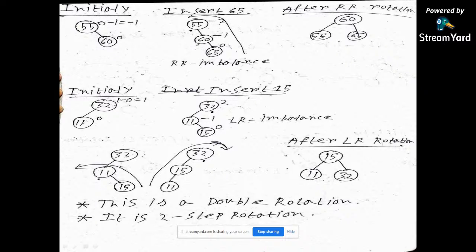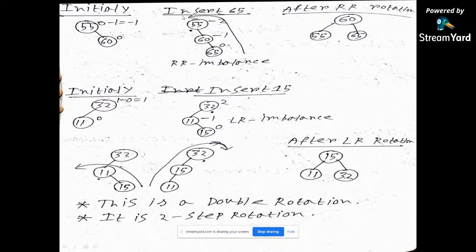If I check the left subtree, there is no node. That means 0. What is the height of the right subtree? How many edges? 1. That means 0 minus 1, that is minus 1. Check the balance factor for the 55. Left subtree, no node, 0. 0 minus 2, that is minus 2.